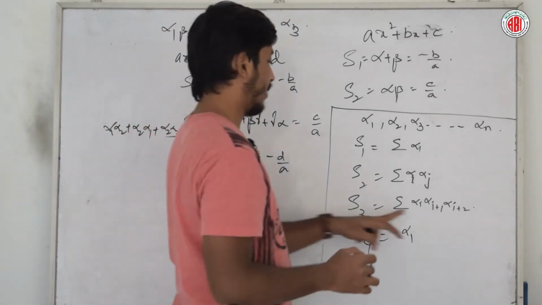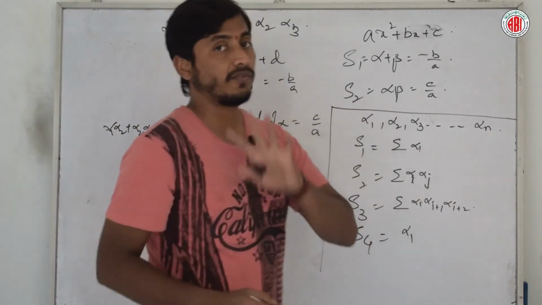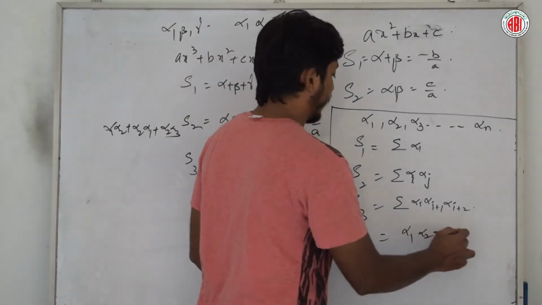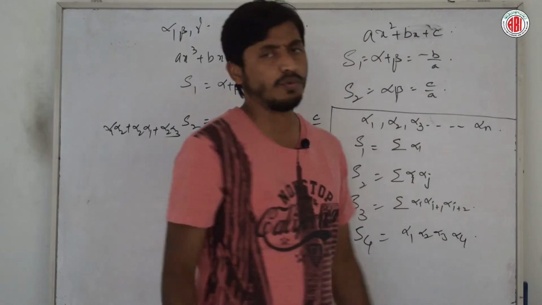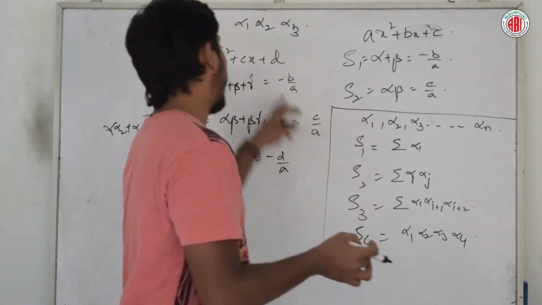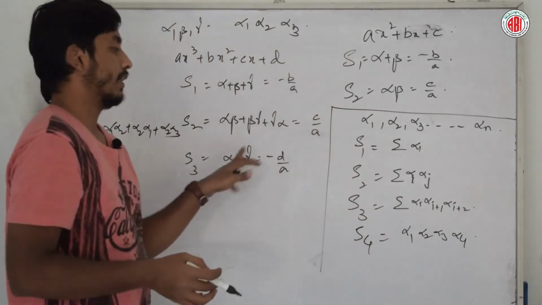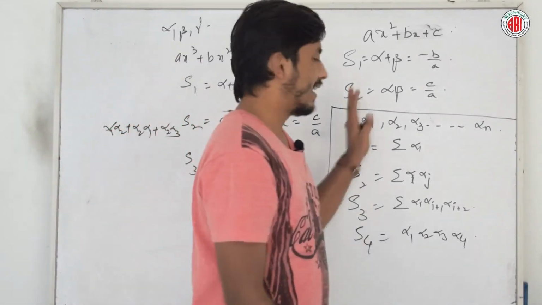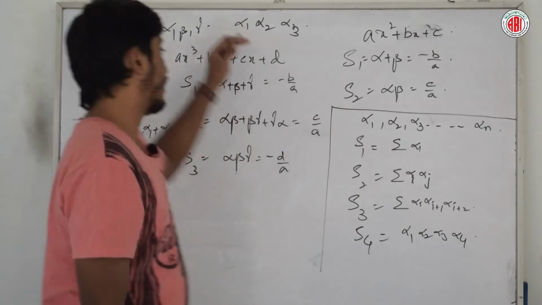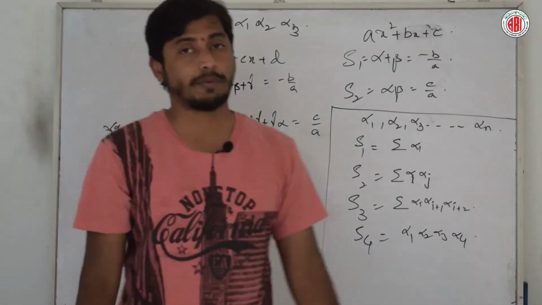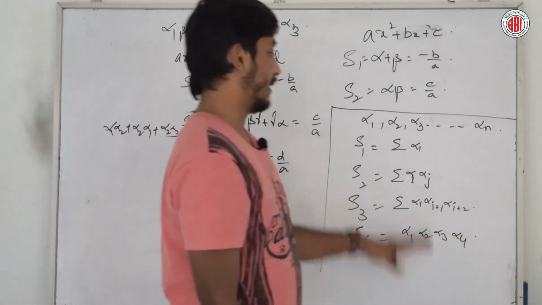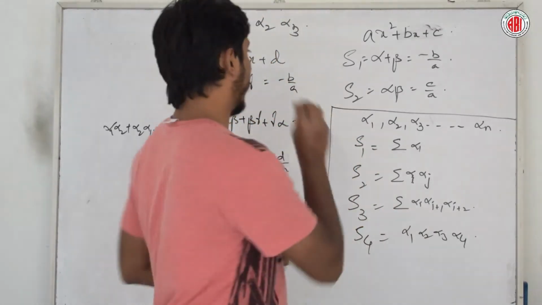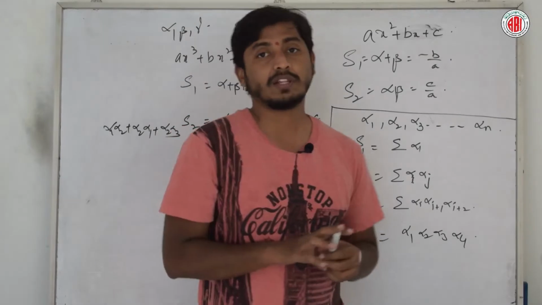For 3, this is like alpha 1 alpha 2 alpha 3. If it is for 4, it will be only alpha 1 alpha 2 alpha 3 alpha 4. That's it. No more increments, because the last term is only a single thing; we are multiplying all the roots. Is it okay? Just a basic idea. If you understand this, we can solve most of the problems. You need not worry about the nth order. Clear? Shall we do a few problems on this relationship between the roots?